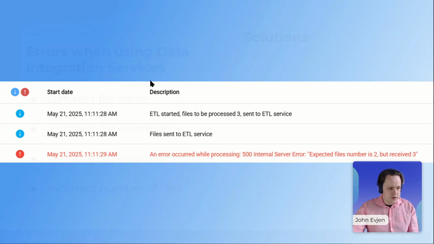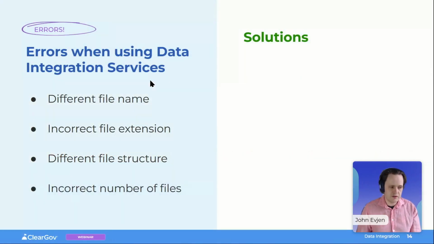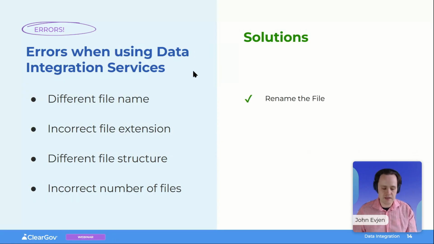So I'm going to now talk about what the solutions to these problems are. Now, I'm going to assume all of you are Excel wizards, and these solutions are very easy. So when you have a different file name, I guarantee you already know how to fix this. You just rename the file. It is as easy as that. The file naming convention will be found in the administration folder in your report. If you follow that naming convention, it will work if you get that different file name error. Once again, not rocket science.